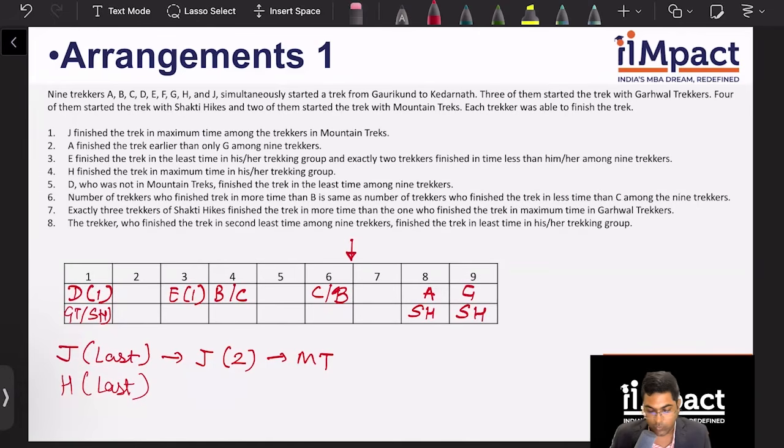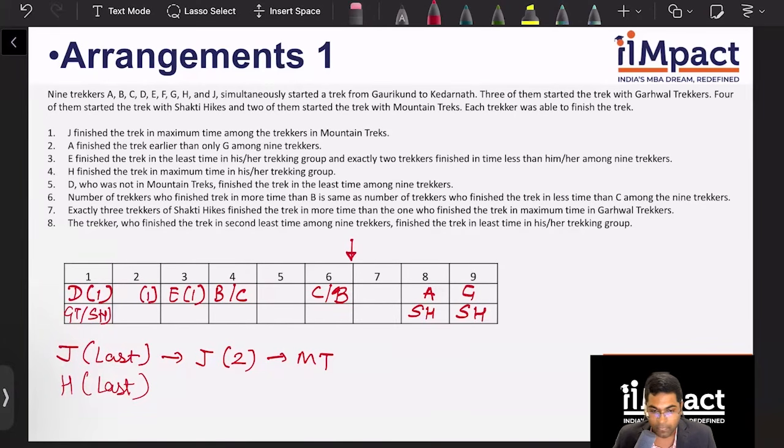Right? Okay. Let's look at clue number 8. The trekker who finished the trek in second least timing among the 9 trekkers finished the trek in least in his or her group. So whoever was over here was first in their group. Correct? So therefore I know J and H have to be at 5 and 7 only. That's the only possibility. Yes, J and H have to be in 5 and 7.